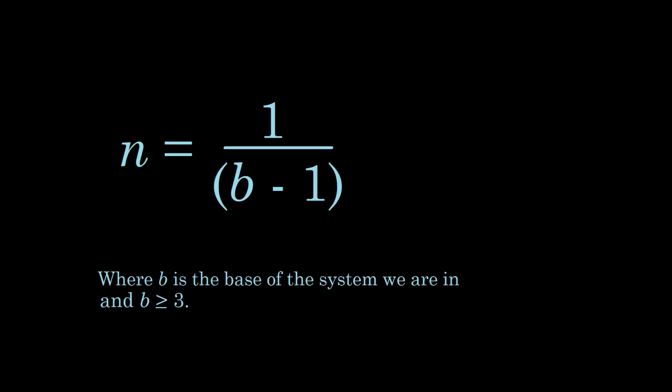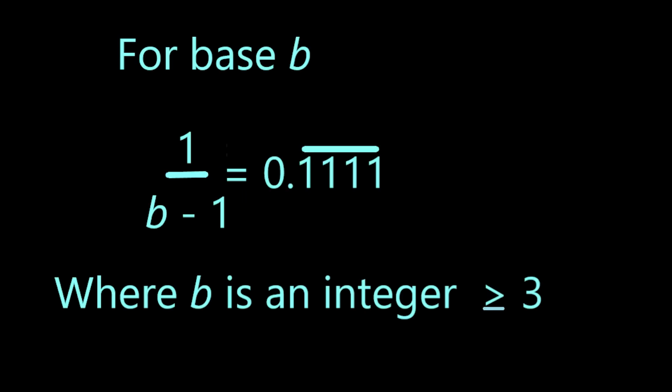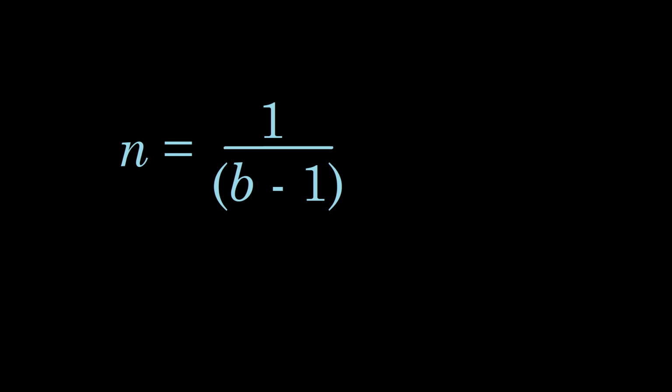So given this, we can now represent the values of what we're going to be looking at. N equals 1 over the quantity b minus 1, where b again represents a base that is an integer of 3 or greater. My claim again is that in any base b, then 1 divided by the value of that base minus 1 is going to result in a repeating decimal of 0.11111. And my claim is this is true for any base greater than or equal to 3, right? That's what this represents. So how do we solve this?